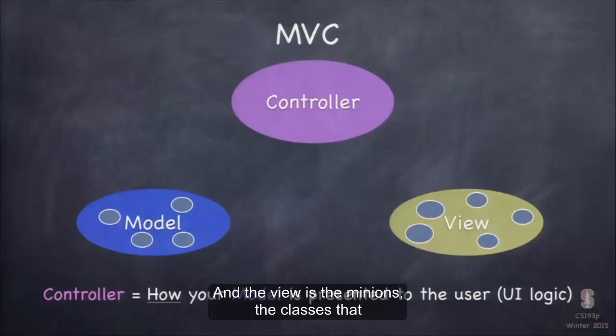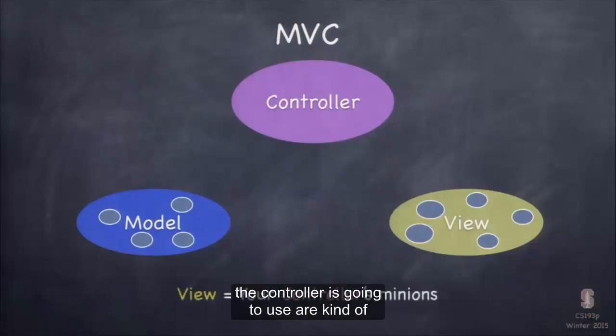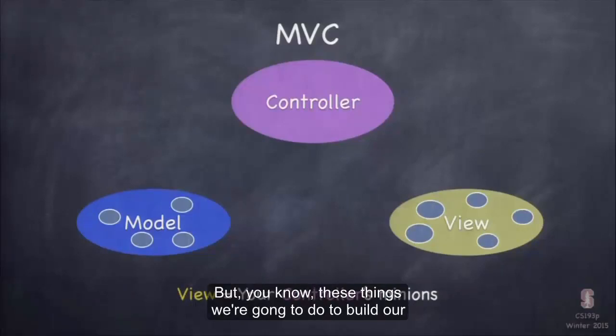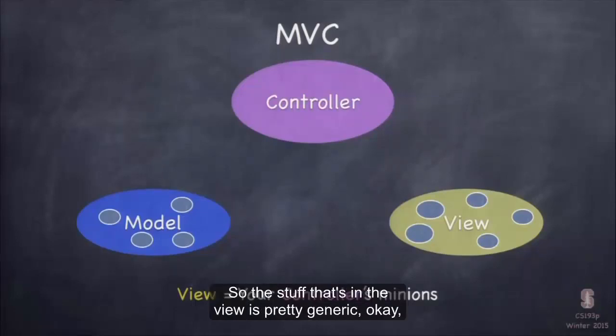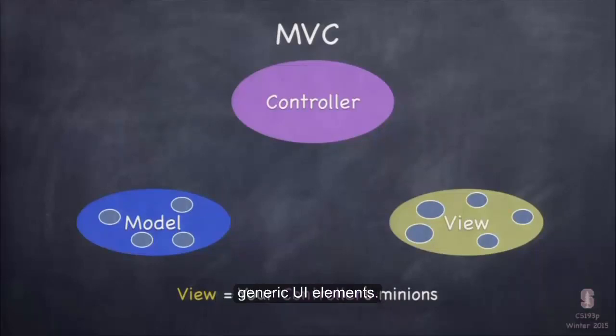And the view is the minions, the classes that the controller is going to use, kind of like the building blocks, the Lincoln Logs. I don't know, maybe that's before all of your time, but these are the things we're going to use to build our UI. So the stuff that's in the view is pretty generic, generic UI elements.